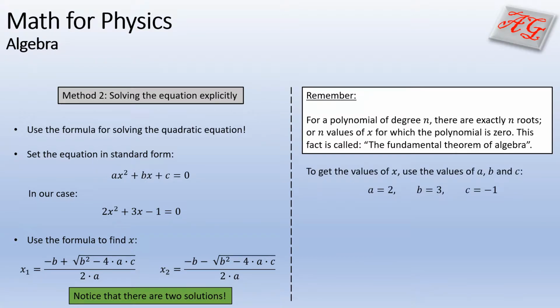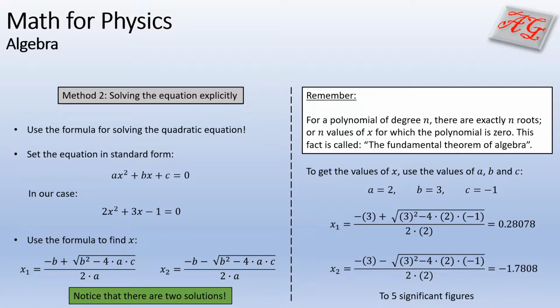So to get the values of x1 and x2, we get the values of a, b, and c, and in our case, a is 2, b is 3, and c is minus 1. So we first get x1 by substituting the values of a, b, and c into the formula for x1 that turned out to be 0.28078, and for x2 we get that it is minus 1.7808, and both values are given to 5 significant figures.